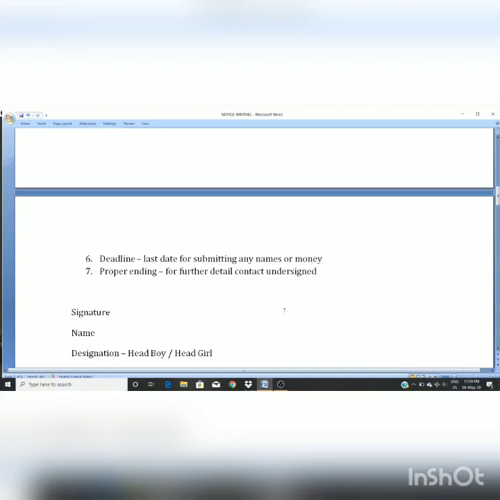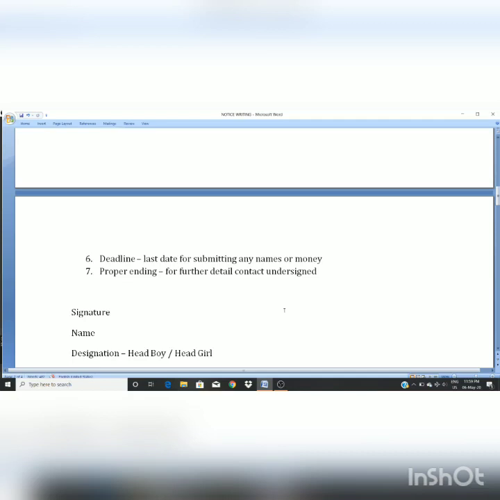If it is a science exhibition or school's inspection, you have to instruct the students that you have to come in proper uniform, you should bring your copies and books according to the timetable. Okay. Next thing, deadline, last day for submitting any names or money. You have to clearly mention the last day of submitting the names or money according to your event.